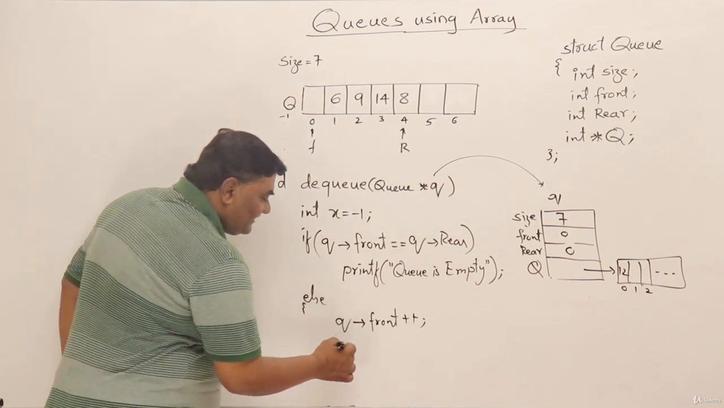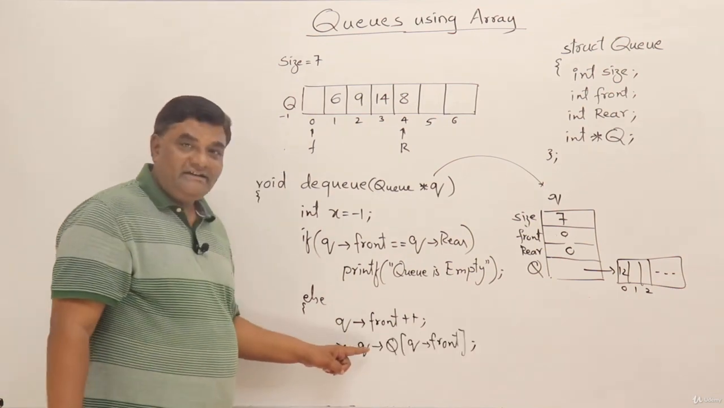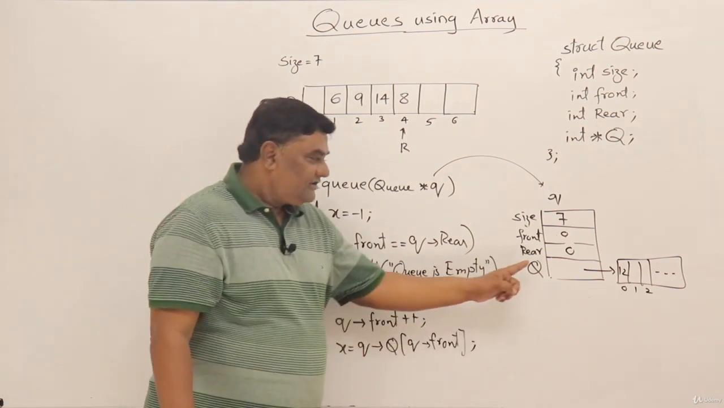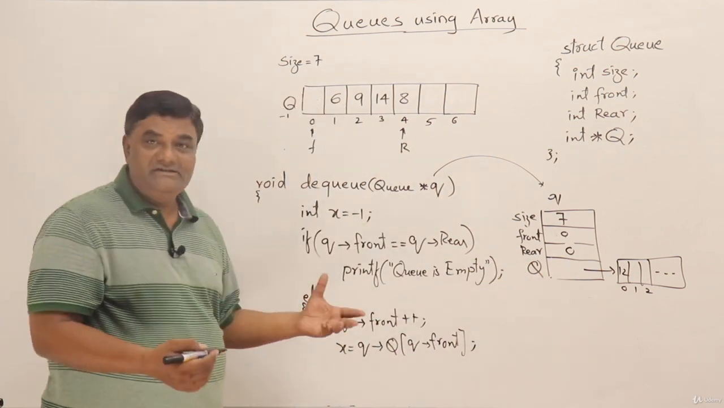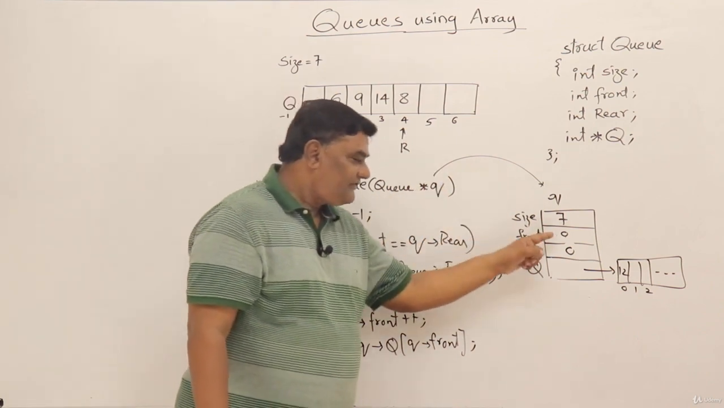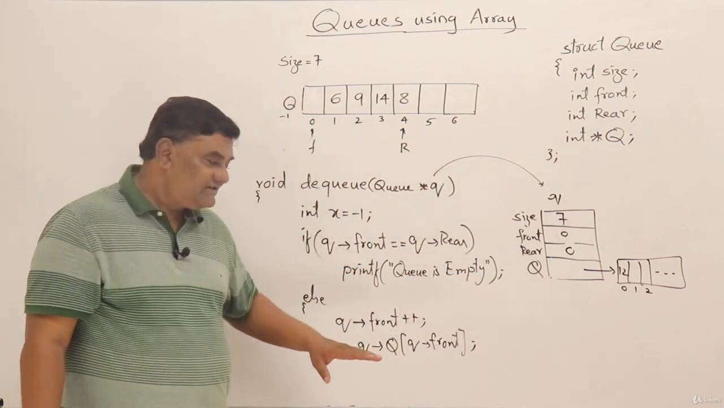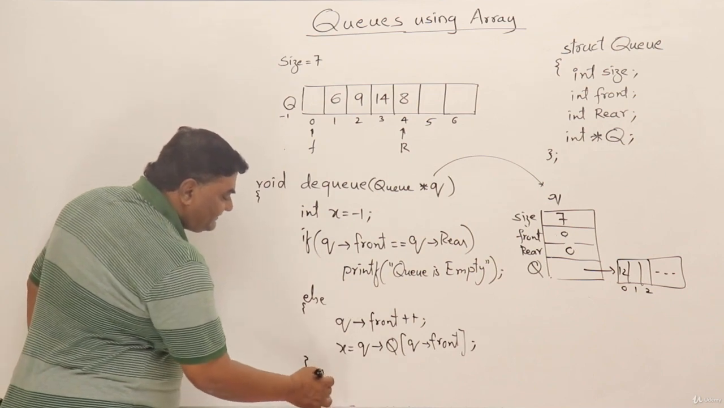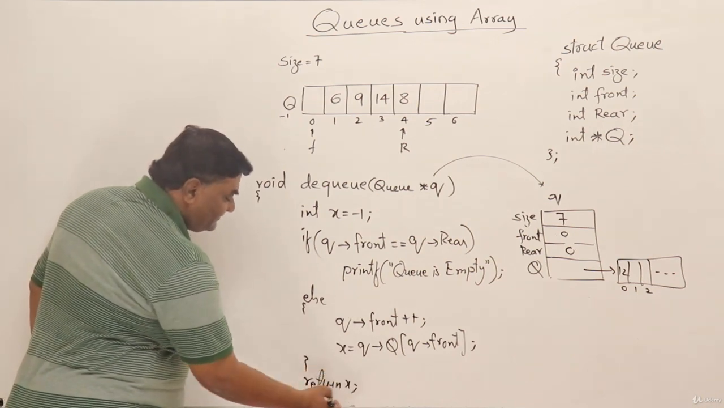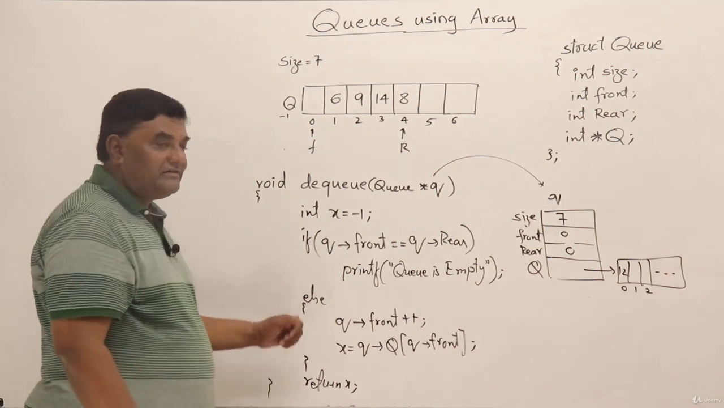So I can take out that element in variable x. Inside x I am taking out the value from Q's Q, that is the array. From that array, from which place am I taking out the value? Q's front. It is taken in x. Now finally return x. So outside the else I am writing return x. So the value that is deleted is returned.